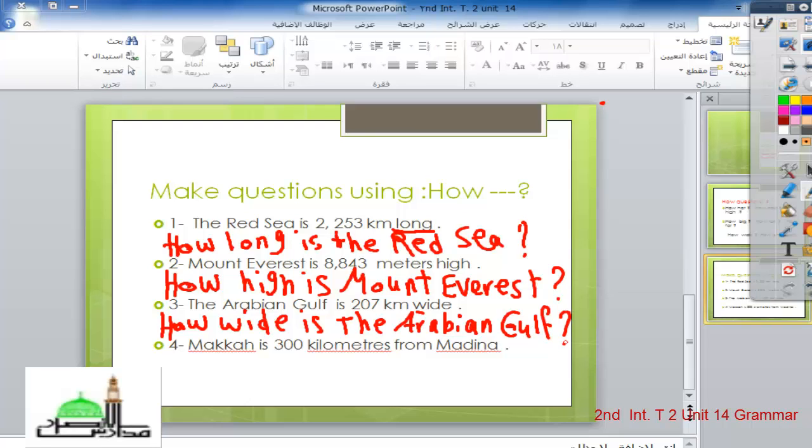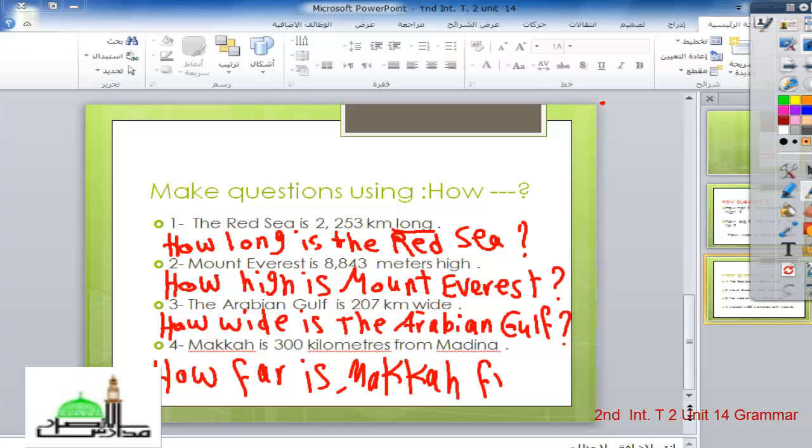Last example. Mecca is 300 kilometers from Medina. Yes, Mecca is 300 kilometers from Medina. Now I am talking about the distance between Mecca and Medina. Yes, the question word here is how far. How far is Mecca? How far is Mecca from what? From Medina.